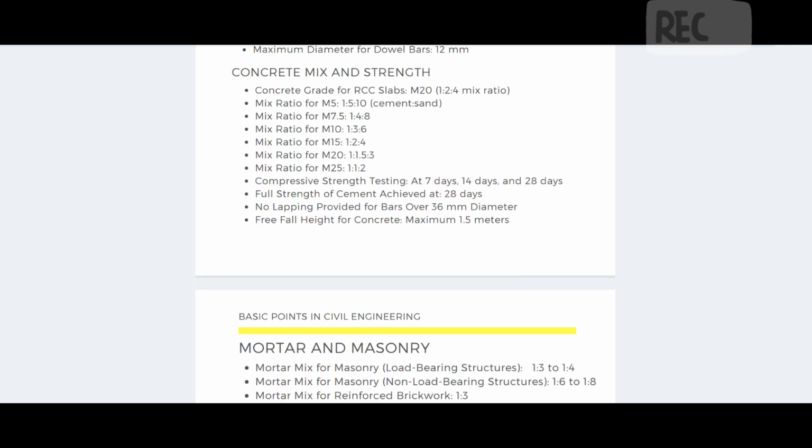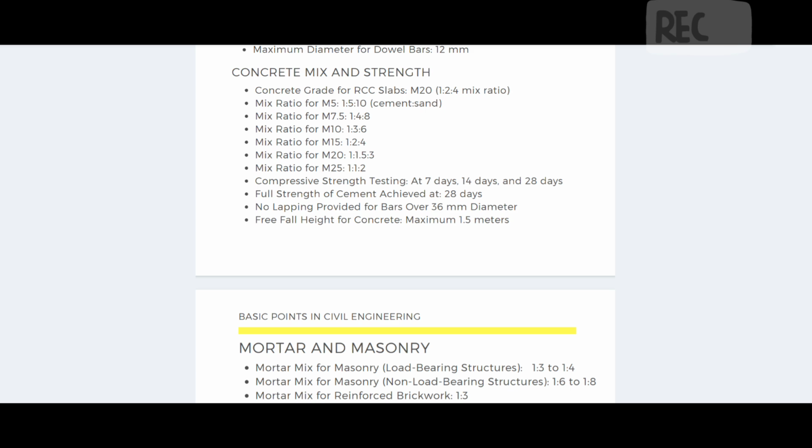Concrete mix and strength. Concrete grade for RCC slab M20. M20 should be 1:1.5:3 mix ratio. Mix ratio for M5 1:5:10, that is cement, sand and aggregate. M7.5 1:4:8. Mix ratio for M10 1:3:6. Mix ratio for M15 1:2:4. M20 what we have studied, 1:1.5:3. Compressive strength for 7 days, 14 days and 28 days.